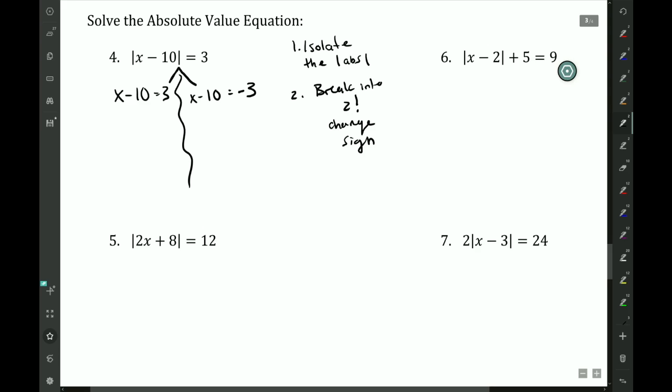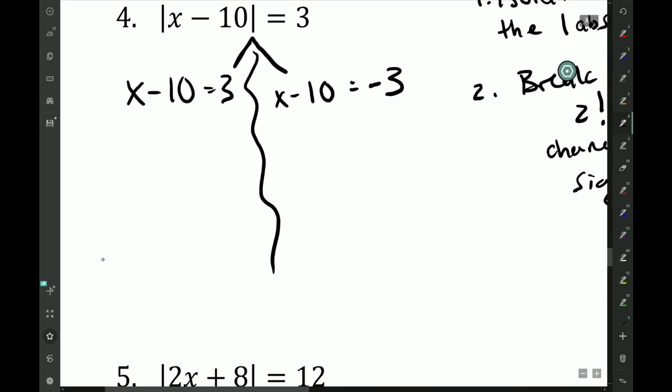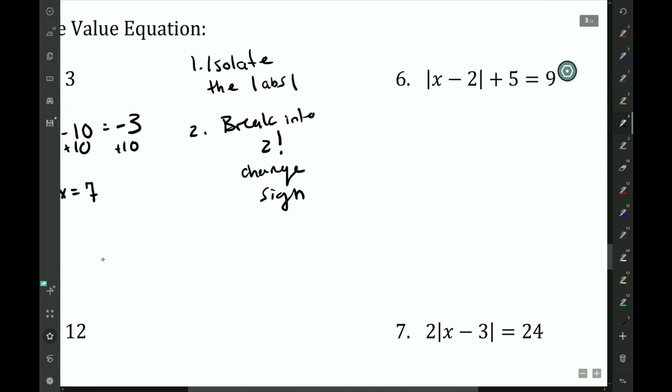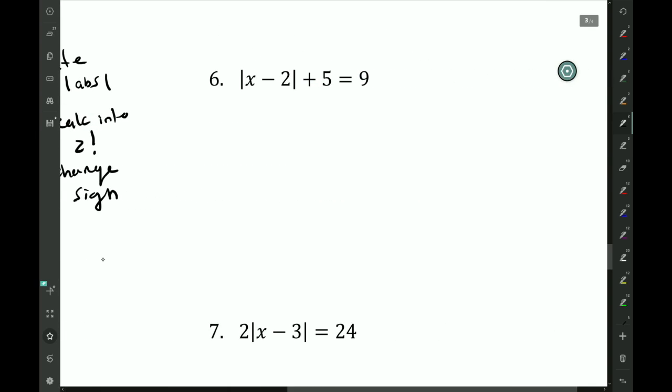From there, it should just be a pretty comfortable looking problem. Plus 10, plus 10, 13 equals x, plus 10, x equals 7. Easy peasy.